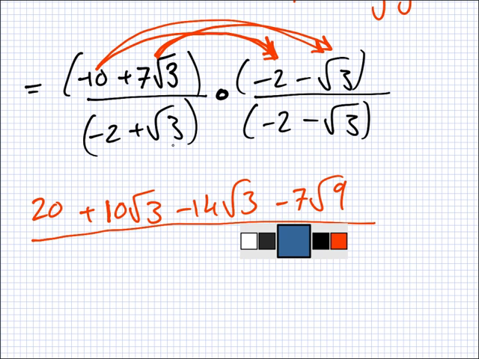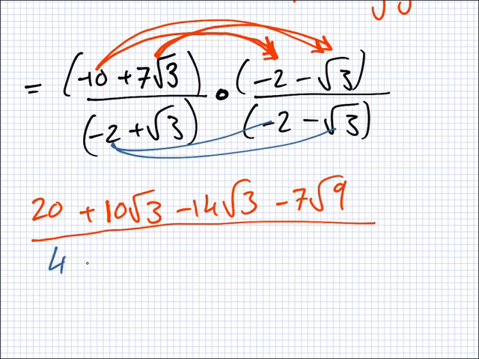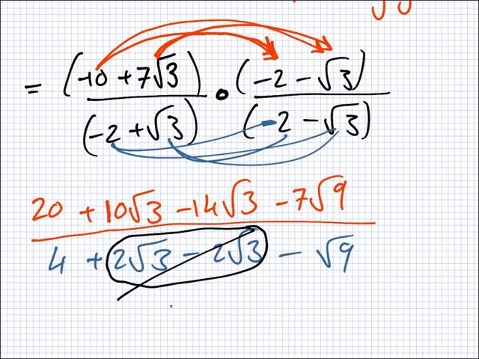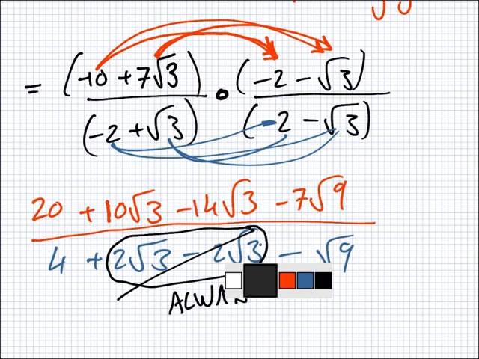Now let's multiply the bottom. The first one is 4. The next one, minus 2 root 3? Careful with the signs. Plus 2 root 3. Next one, there's a minus here, minus 2 root 3. And then the last one, minus root 9. Now, look what's happened with these two: 2 root 3 minus 2 root 3 is 0. This is gone, and this should always happen. That's the effect of using the conjugate.